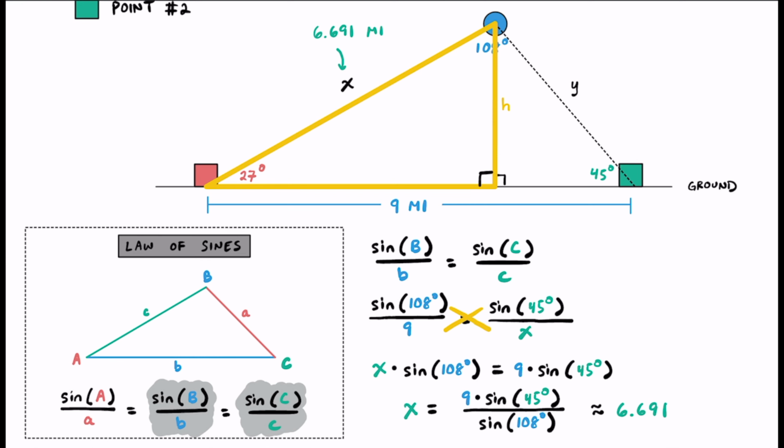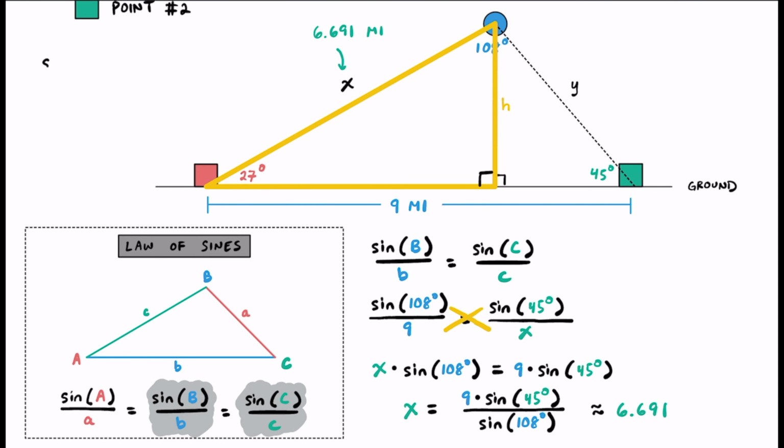If we take a look at the angle measure, we have 27 degrees. We also have the opposite side of h that we're looking for. And then for this right triangle, we actually have the hypotenuse now of 6.691. So hopefully that makes sense why we just spent all that time solving for it using the law of sines.